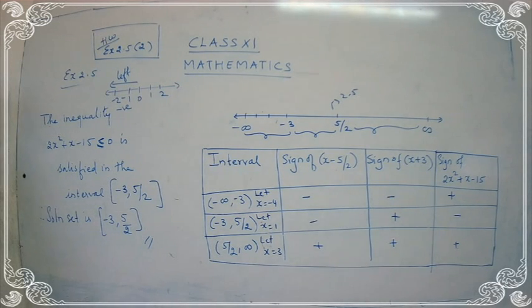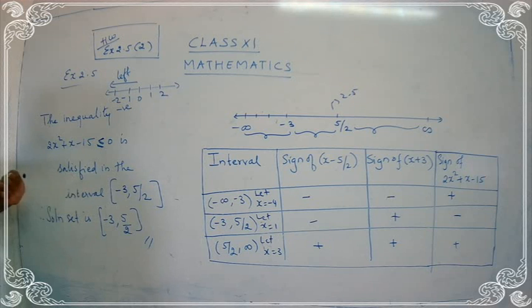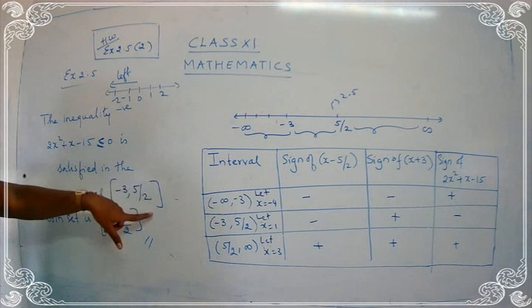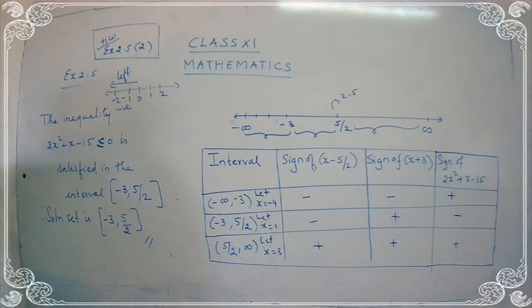I hope you have taken down all the points. So what we have written: the inequality 2x square plus x minus 15 less than or equal to 0 is satisfied. Where is it satisfied? It is satisfied in the interval minus 3, 5 by 2. I have told you why we use a closed bracket here, because less than or equal to is present. So you have to write down the final solution. So solution set is minus 3, 5 by 2. Clear children? I hope you are clear with the sums.